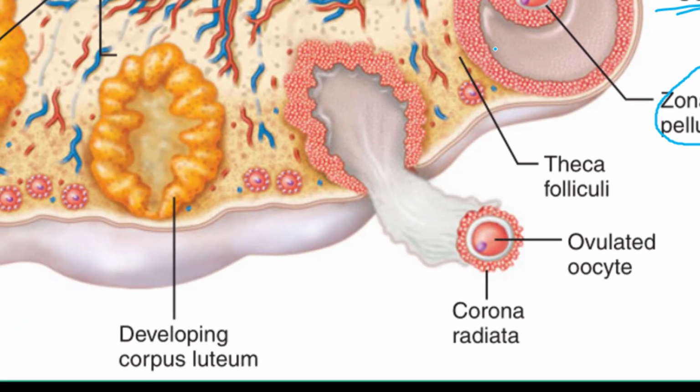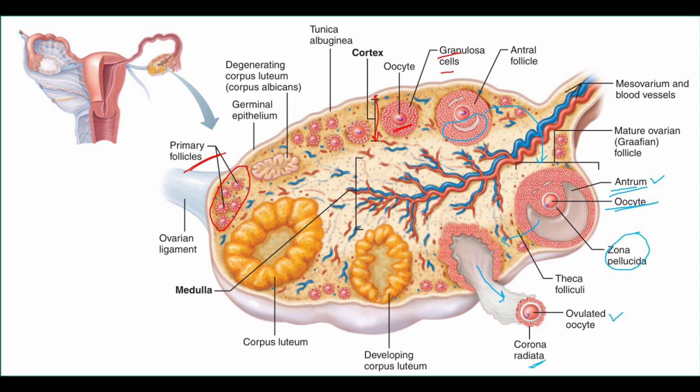And from here, during ovulation, there is going to be a rupture of the mature Graafian follicle and release of the ovulated oocyte or the secondary oocyte, along with a layer, as I said, the corona radiata. Now we will see what these structures are, that is the corpus luteum, and under what condition it actually develops. We will talk about that in the upcoming concept, that is menstruation.